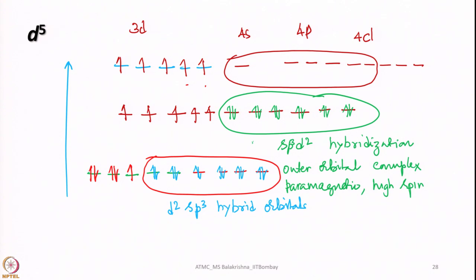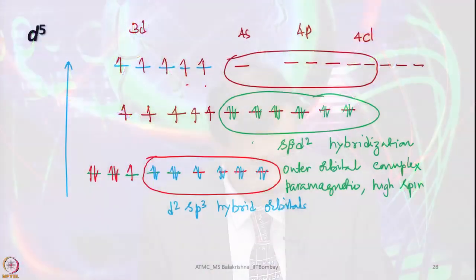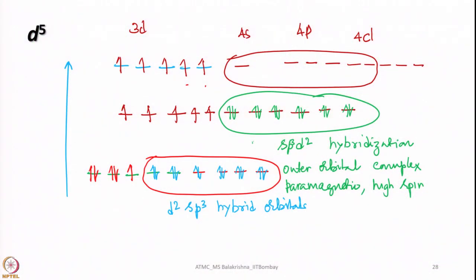But when the electronic configuration is like this, that information comes from magnetic moment, the spin-only magnetic moment, and from that one can speculate whether a d5 metal ion would prefer sp3d2 or d2sp3. The ligand field does not come into the picture at all. That means ligand field strength, or the strength of the ligand, is not pronounced in valence bond theory. Now let us look into d8 electronic configuration.